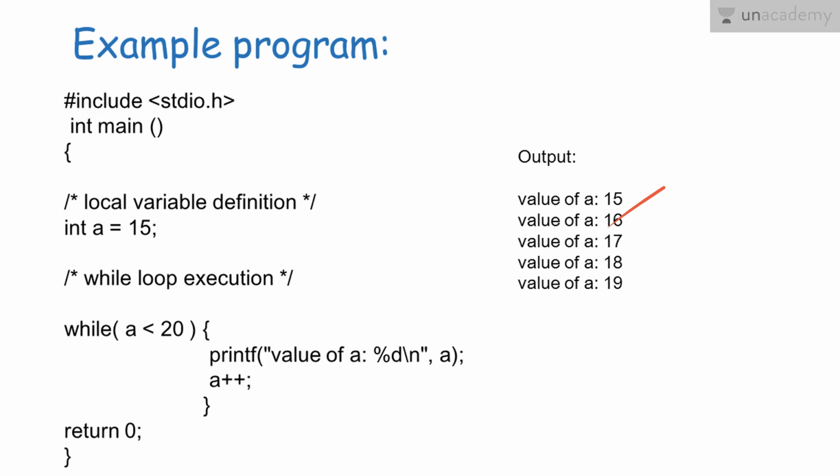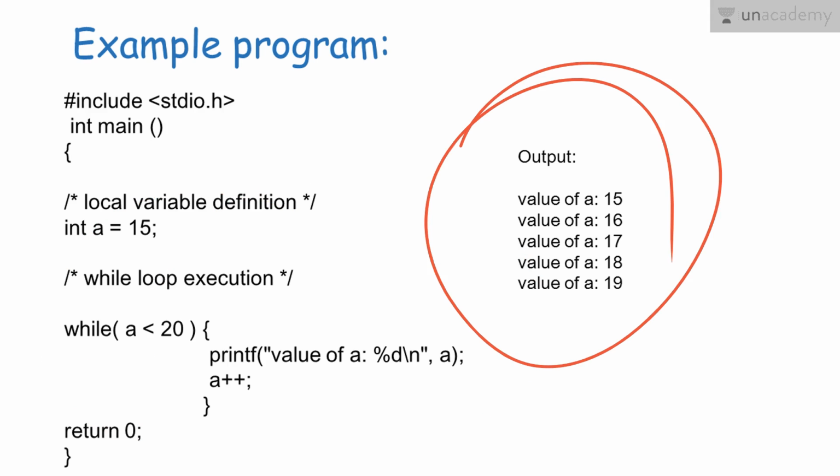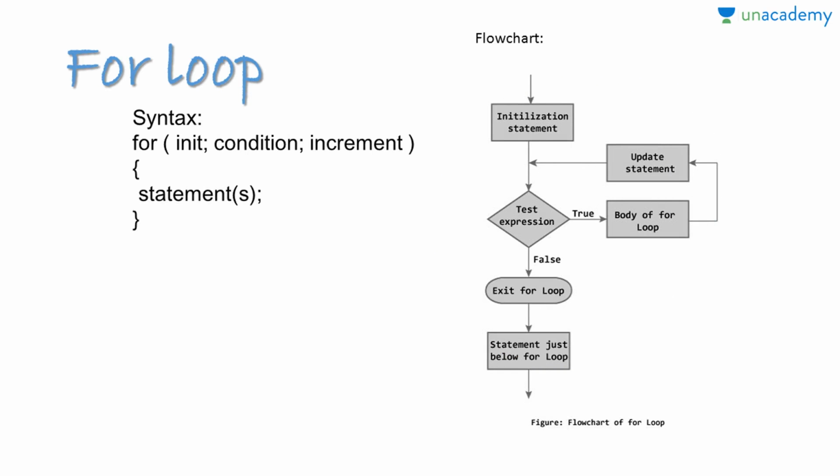Now a is 17. Check the condition. So it keeps continuing. So at the last, when value of a is 19, it is printed. After increment, it will be 20. When we come to check the condition, 20 less than 20, it is false. So it comes out of the while loop. So this is our output for the example program.